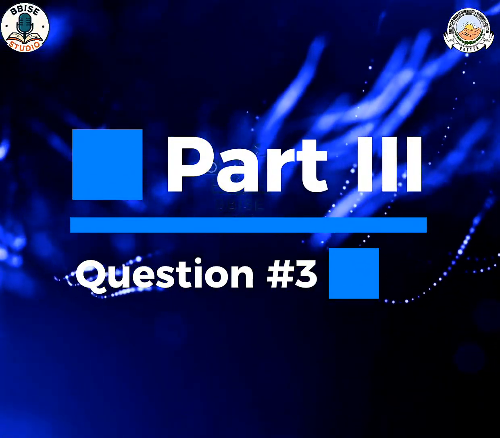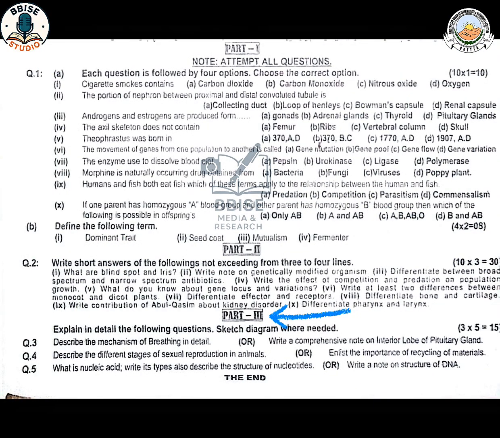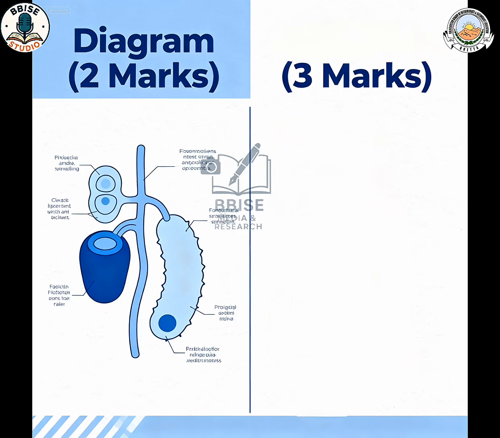Moving to the third part of the question paper. In this section, each question is worth 5 marks, and wherever a diagram is needed, drawing the diagram is essential. In this question, 2 marks are allocated for the diagram and 3 marks are for the explanation.